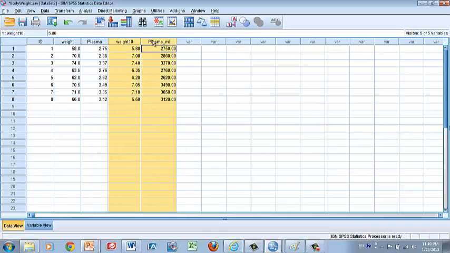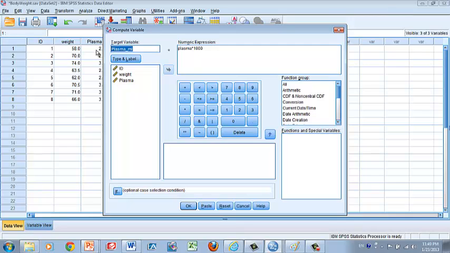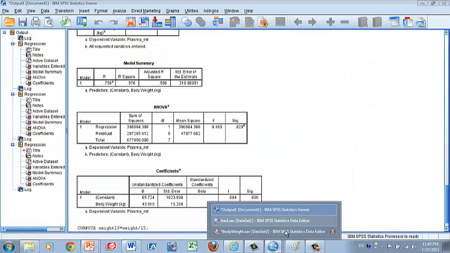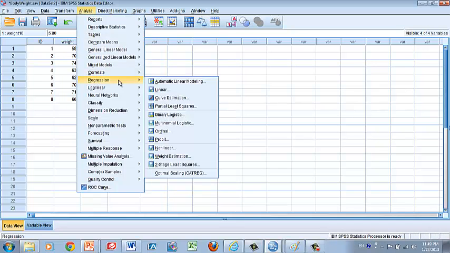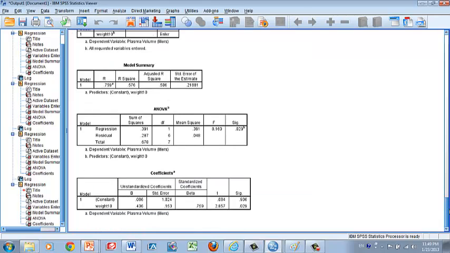So here we are going to create a weight variable, and now we make the unit 10 kilograms instead of 1 kilogram. How can we do that? We divide weight by 10, right? Okay, and so let's use this variable in the analysis. For linear regression, we use regression and linear. Plasma volume is the dependent variable and weight10 instead of weight is the independent variable, and let's see what happened.